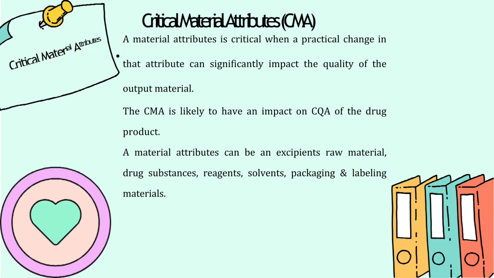Now we will see another element, critical material attributes. A material attribute is critical when a practical change in that attribute can significantly impact the quality of the output material. A CMA is likely to have an impact on the CQA of the drug product. The material attributes can be on excipient raw material, drug substance, reagents, solvents, packaging and labeling materials.